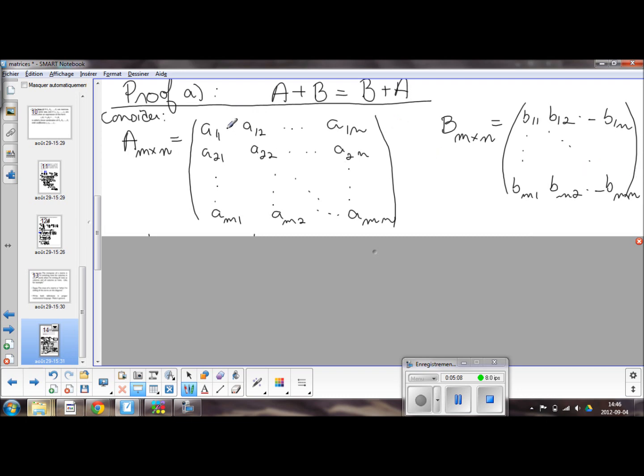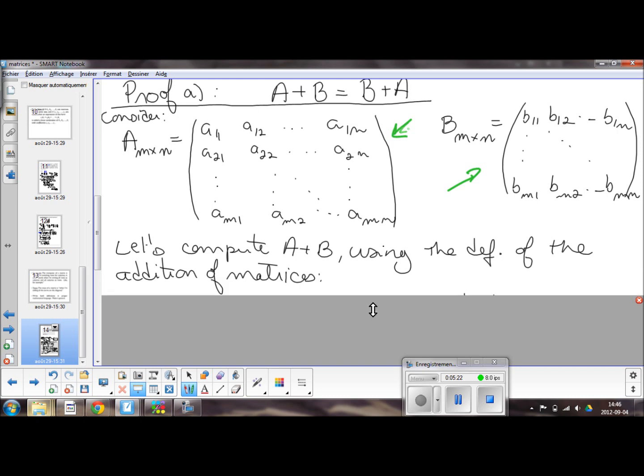There are loads of scalars, right? Inside of A, there are loads of real numbers. That's what a matrix is. It's an array of real numbers. So I've got matrix A and matrix B. Okay, let's add them together. Let's compute A plus B using the definition of the addition of matrices.